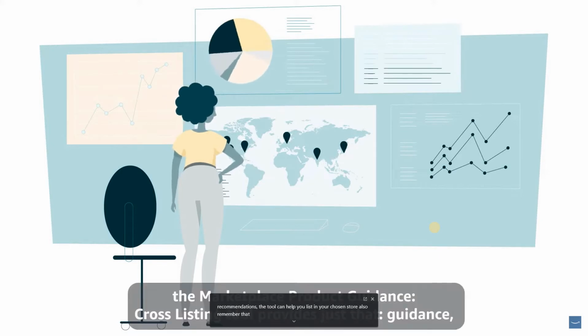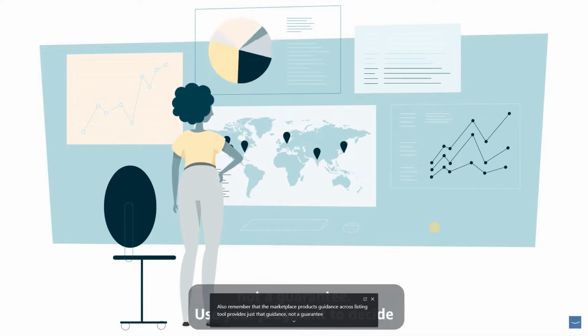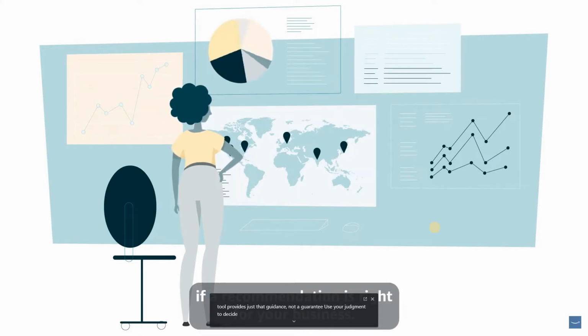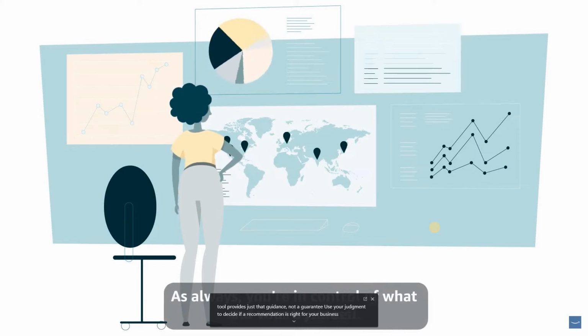Also remember that the Marketplace Product Guidance Cross-Listing tool provides just that: guidance, not a guarantee. Use your judgment to decide if a recommendation is right for your business. As always, you're in control of what and where you sell.